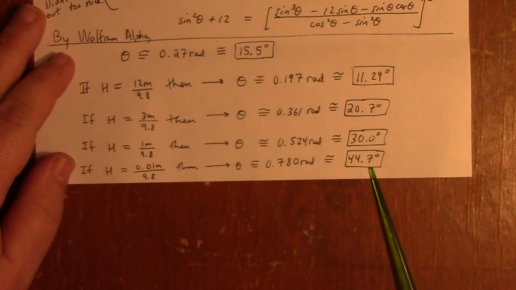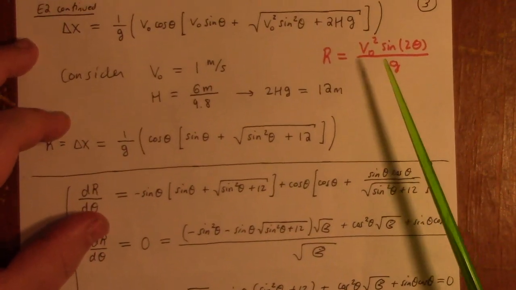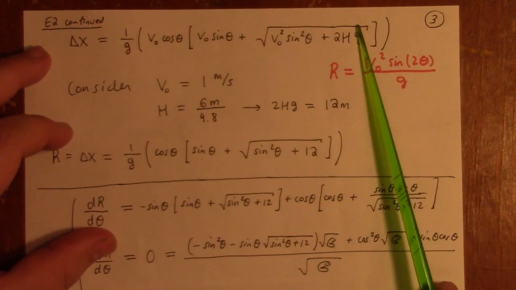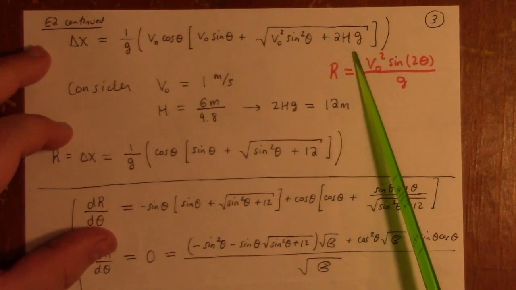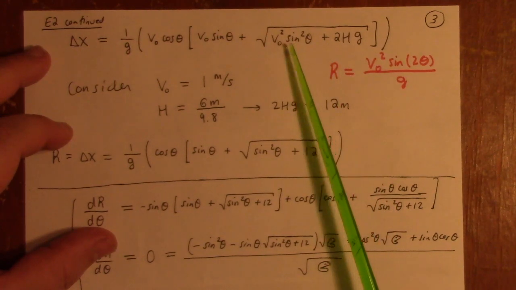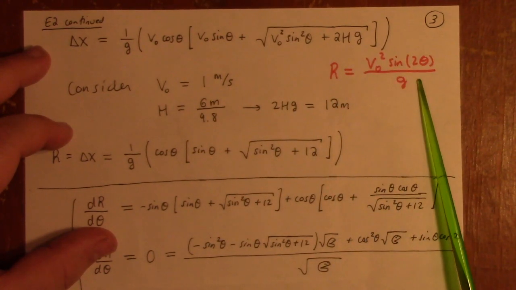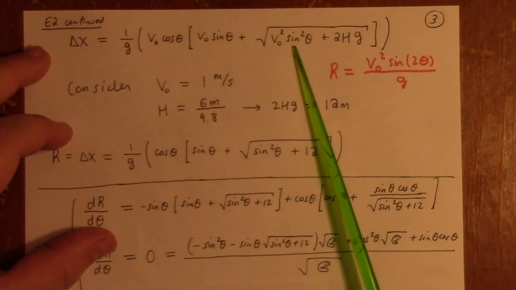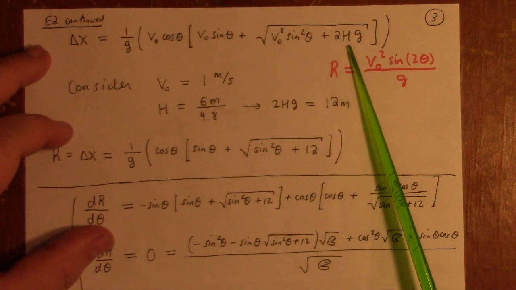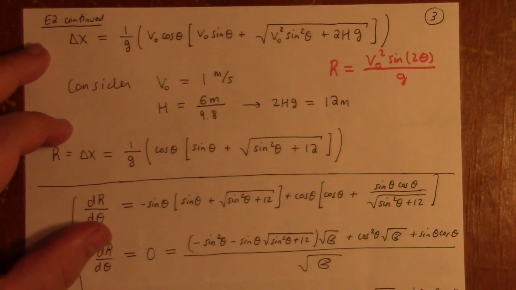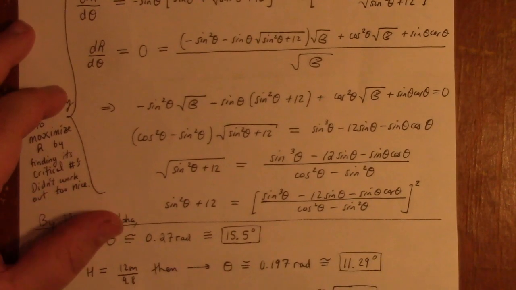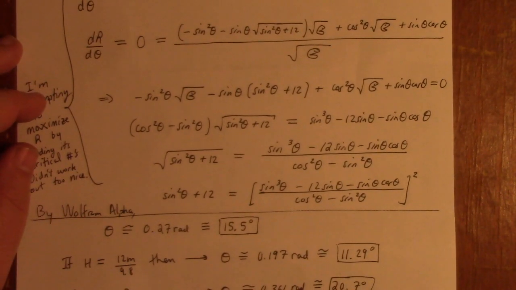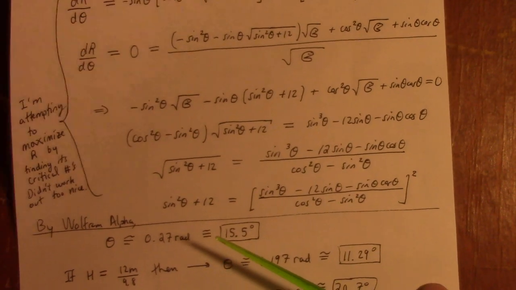So just to give you a rough analysis of why that's happening in the formula, essentially if this term 2hg is pretty small relative to this, then this formula basically collapses back to this one, and then the max range is at 45. But when this is significant in comparison to that, it drops the angle down lower. So the bigger this is, the further it goes away from the 45 degrees maximum range.